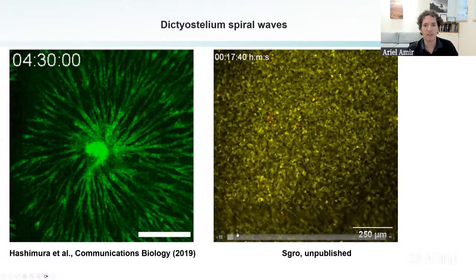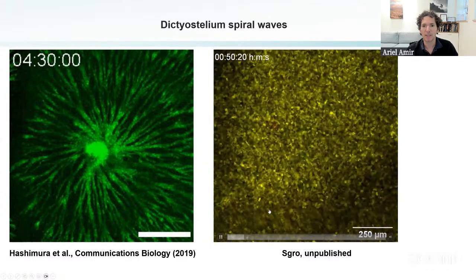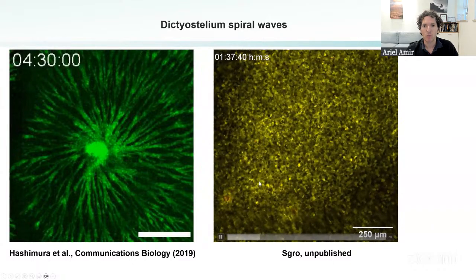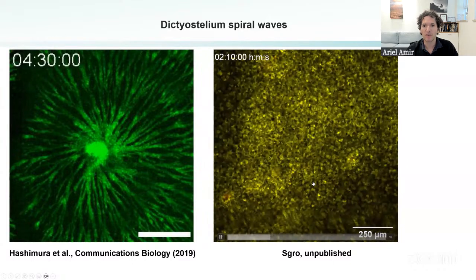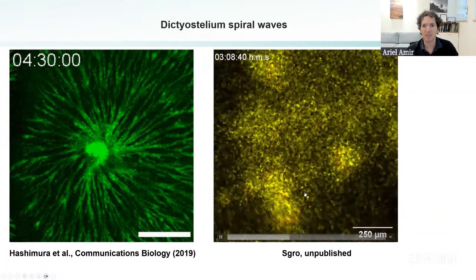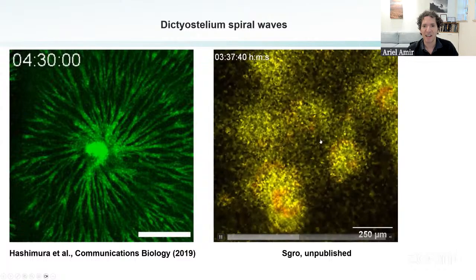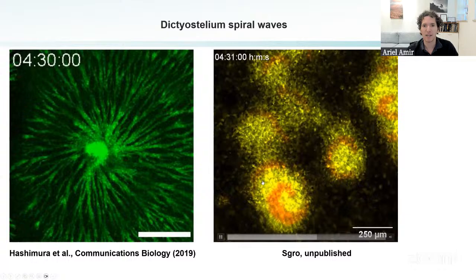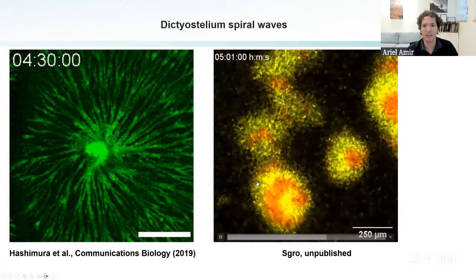Here is one final example, courtesy of Alison Sgero. And again, you see the cells will spontaneously start to emit these spiral waves. Okay, these are experiments, these are not simulations. And then the cells start moving, triggered by this, the wave is driving the motion of the cells.